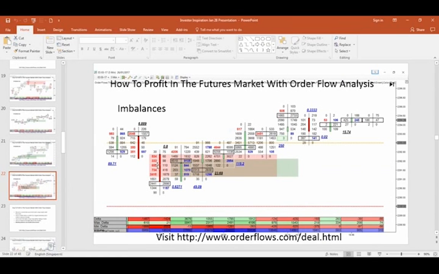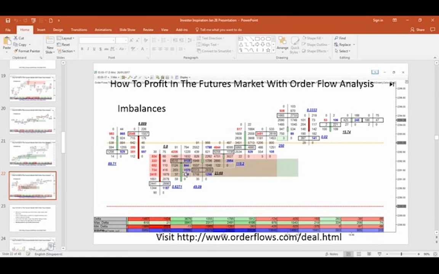This is 1, 2, 3, 4, 5 levels. That's very bearish. But what happens? You get short in the next bar. But what happens in the next bar is it comes back with a stacked buying imbalance and some very strong numbers. So the whole reason for being short is thrown out the window.